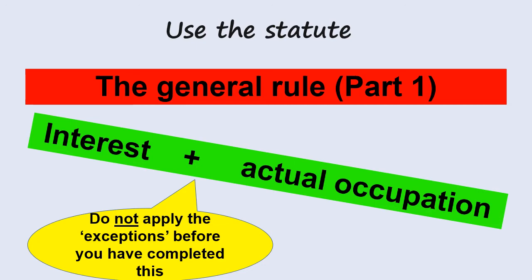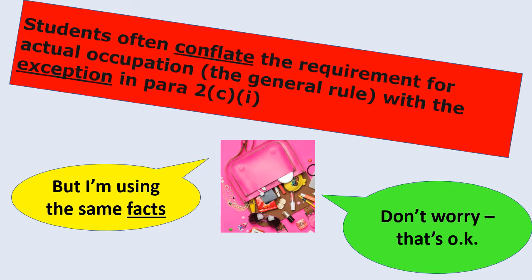And the second one is linked to the first, which is that students quite often conflate the requirement for actual occupation in the general rule with the exception in paragraph 2c. And I think that there are 2 reasons for this. The first one is that the word occupation appears twice in the statute. So students try to save time by dealing with the 2 points together. It is much better to deal with them separately in the order in which they appear in the statute.